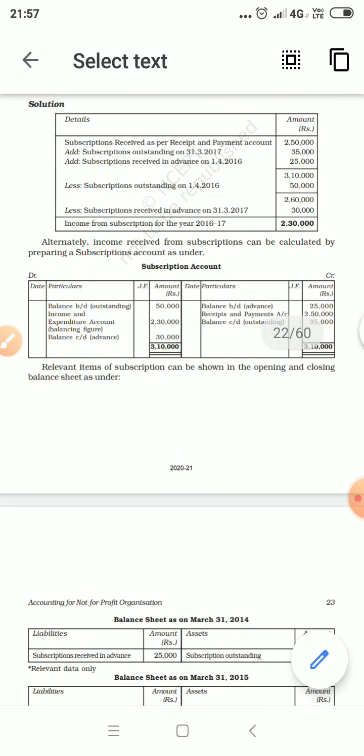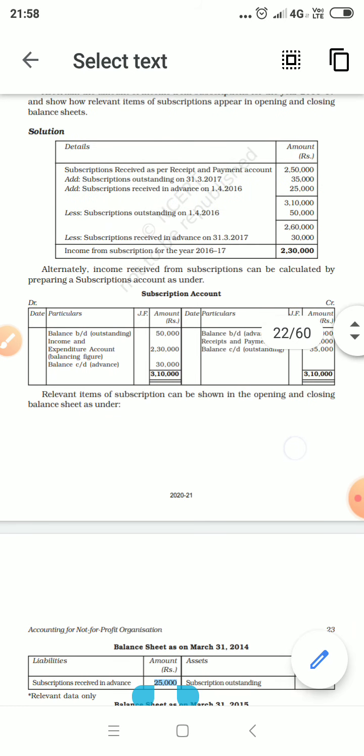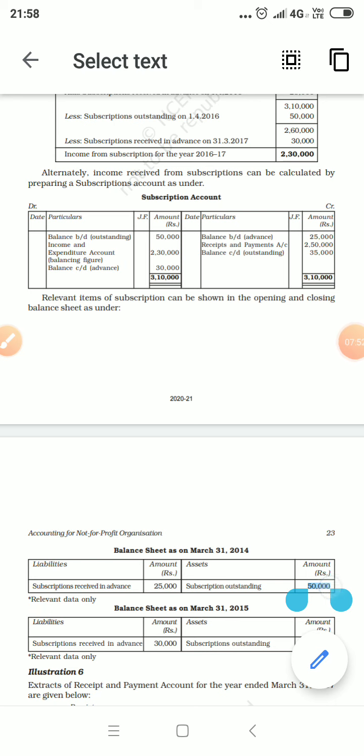Then previous year's subscription received in advance will appear in the previous year's balance sheet liability side. So here it is appearing, liability side of the previous year's balance sheet. Since it becomes due for the current year, it will not appear in the current year's balance sheet liability side. Then we have the subscription outstanding of the previous year. The previous year's subscription outstanding will appear in the asset side of the previous year's balance sheet. You have it here, the previous year's balance sheet asset side.